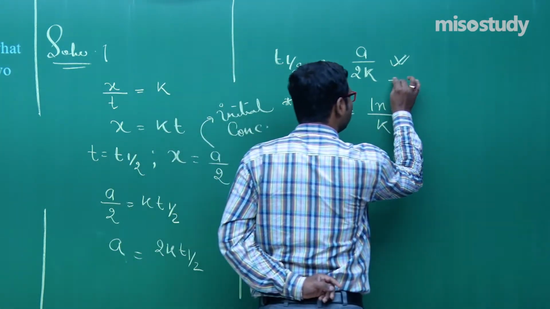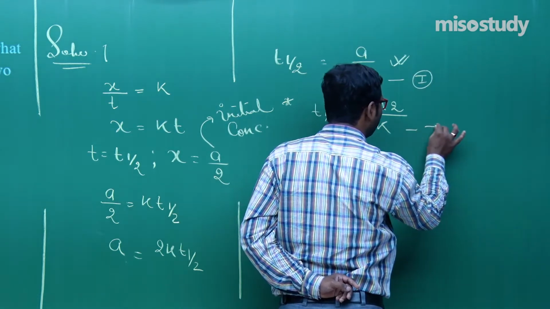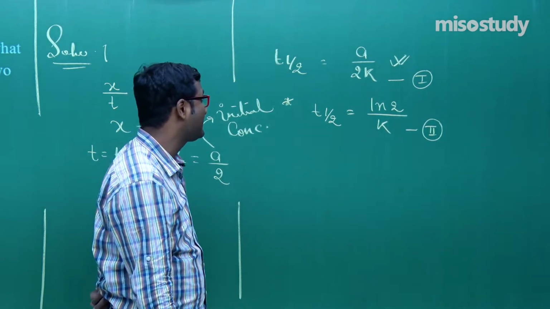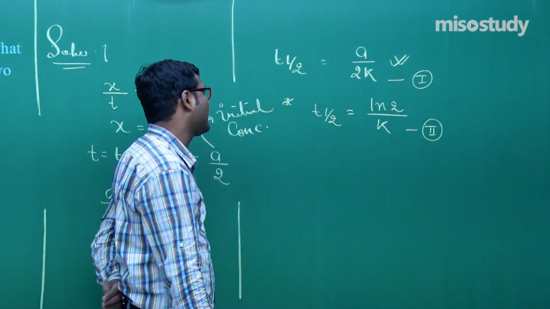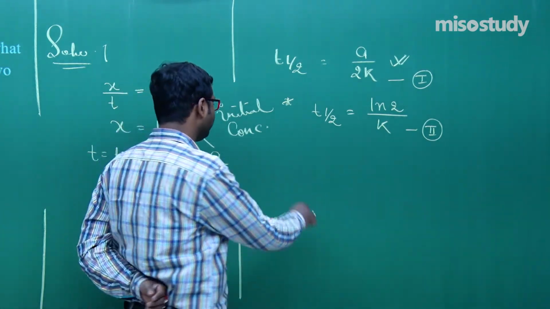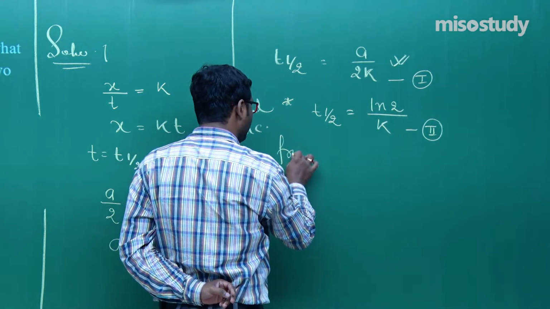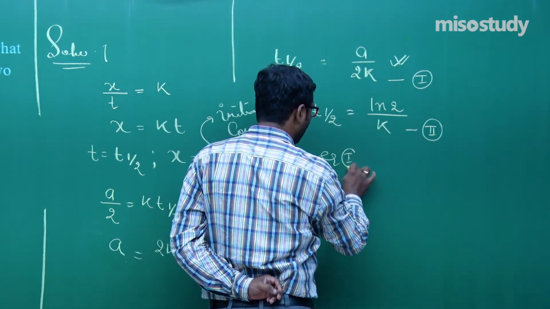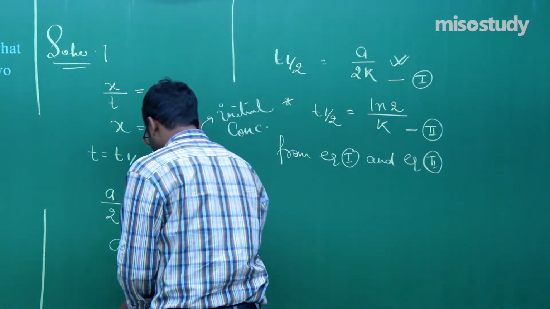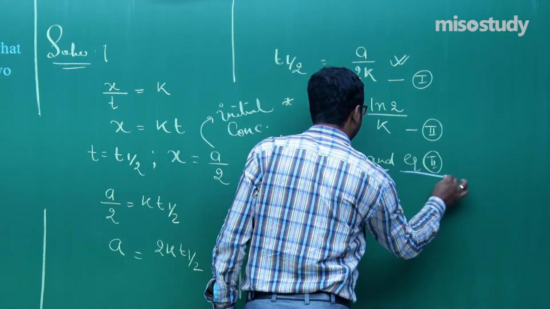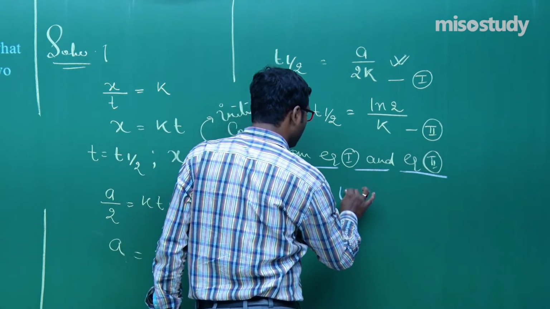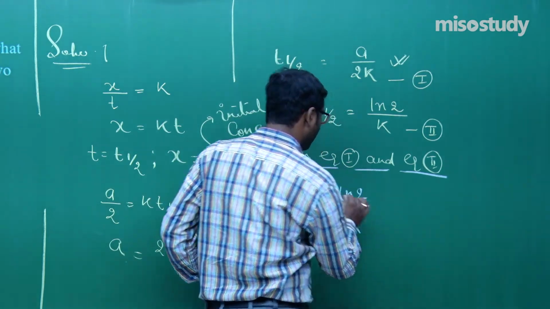Assume this is equation number 1 and this is equation number 2. Yes, sir. Now according to the question, what is given? For what initial concentration is the half-life of the two reactions equal? Now put the value from equation 1 and equation 2. What do we get? Wait for a moment. That is a upon 2k is equal to ln 2 upon k.